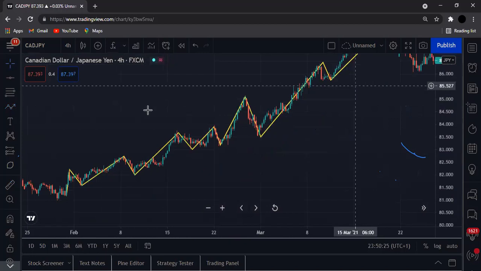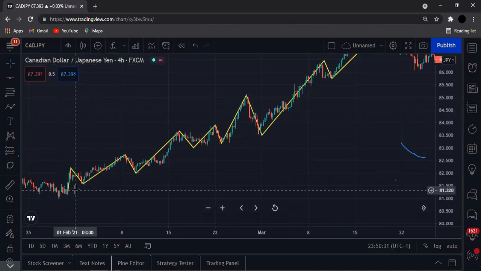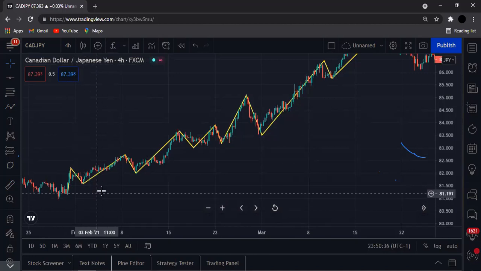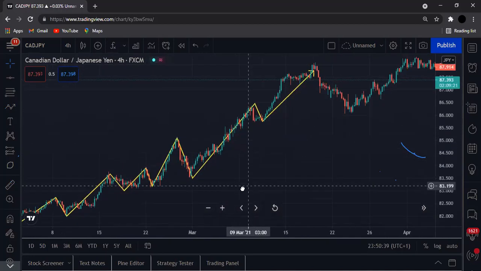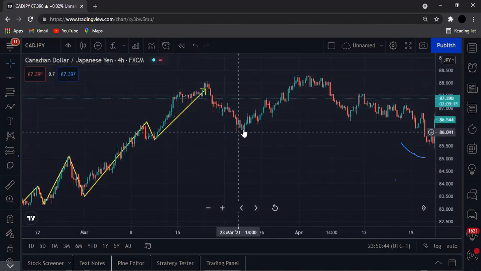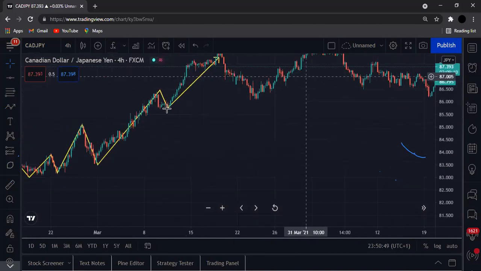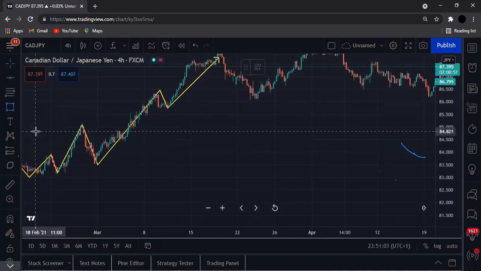You can see none of the higher lows broke the former. This is the lowest low, then a higher low. It did not go below this region. You can see up until this point. Then this one started falling, and still it's an uptrend because it did not break. This is the last valid higher low. Let me do a rectangle here.